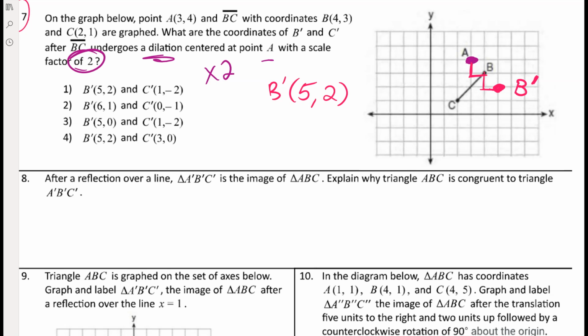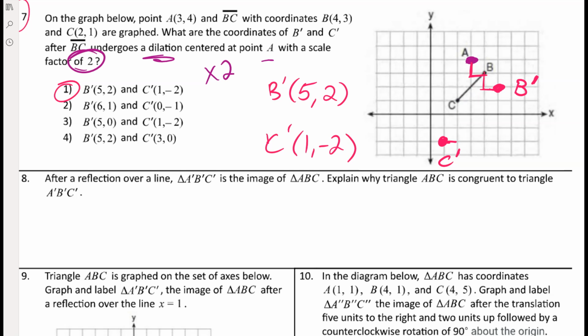To get to C from A, I would have to go down 3 units and left 1. So to double that, I'd go down another 3 units and left another 1 to get C' right there. It looks like those coordinates are (1, -2). So that's the best answer choice there.